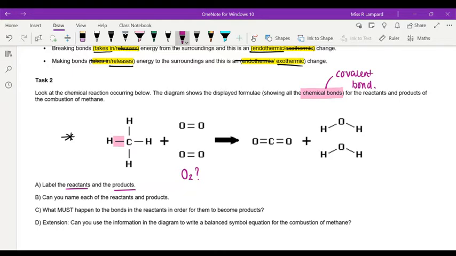And as an extension, can you use the information in the diagram to write a balanced symbol equation for the combustion of methane? So there's a little bit of a clue there as to what reaction is occurring. So if you pause the video now, have a go at task 2 and resume when you are done.